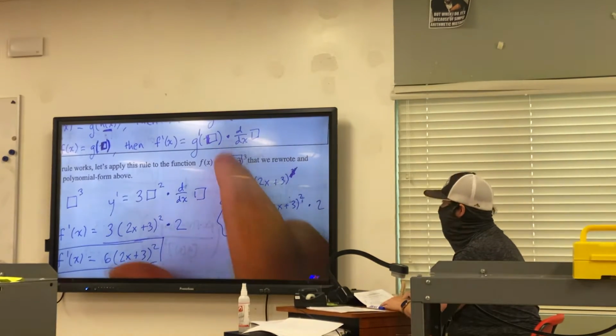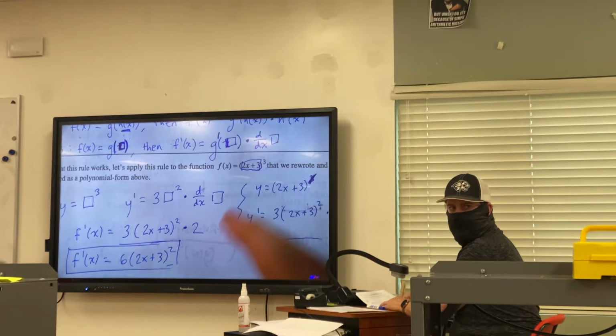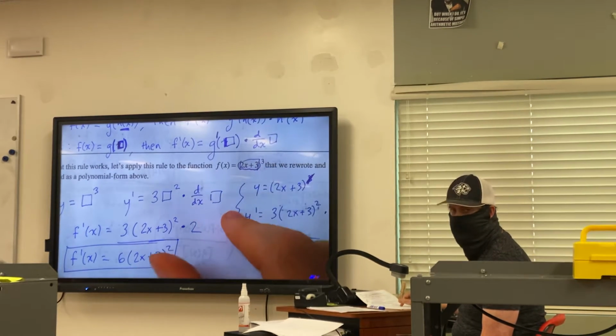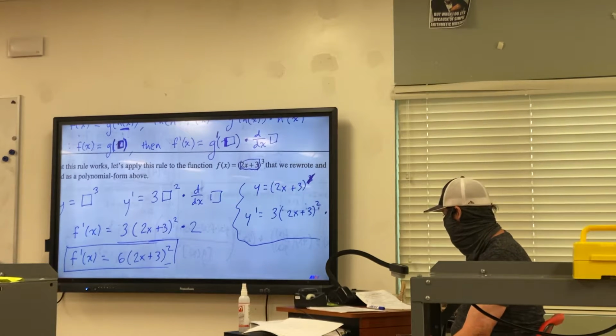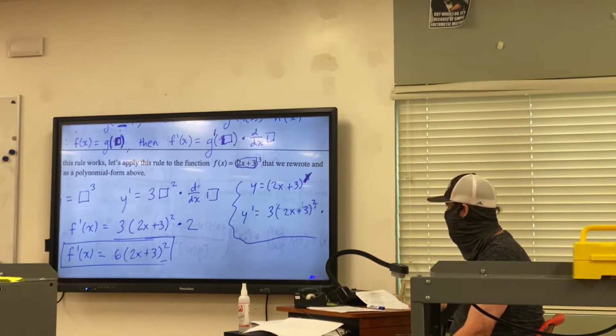You can also just make a box and then do the derivative of the outside, the box cubed, times the derivative of the box, right? However you want to think of it. But that's that chain rule. This is like the basics of chain rule.